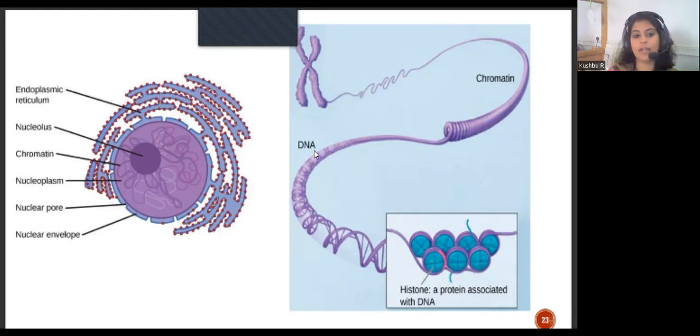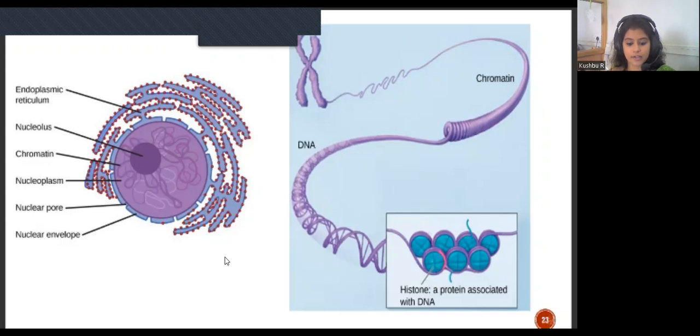This enables us to pack the very long genetic material inside a small cell. Just like a thread wound around a wooden spool, we have the genetic material wound around the histone protein, which enables it to be compactly arranged within the cell.